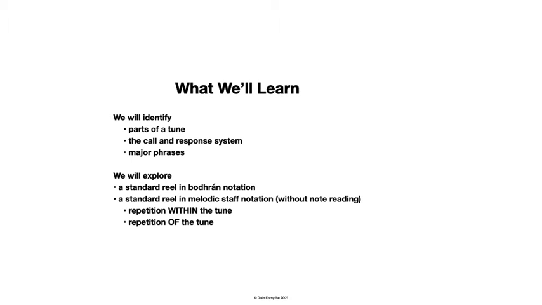So we'll start out by identifying parts of a tune, the call and response system, and major phrases. And we'll do this through the exploration of a standard reel in Bowron notation and a standard reel in melodic staff notation. But don't worry, we won't need to know how to read the tune. We're just looking at the structure here. We'll note also the repetition within the tune and the repetition of the tune itself.